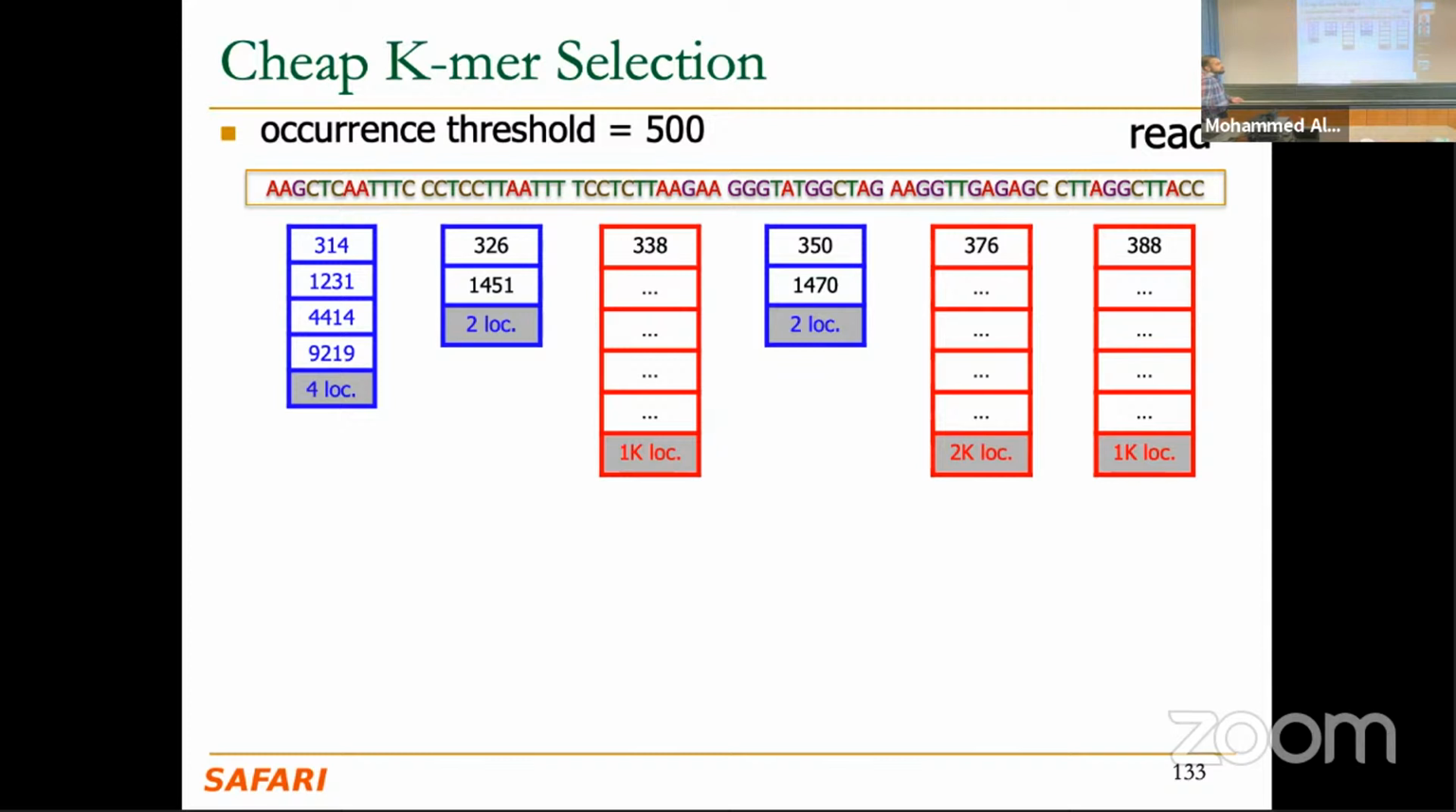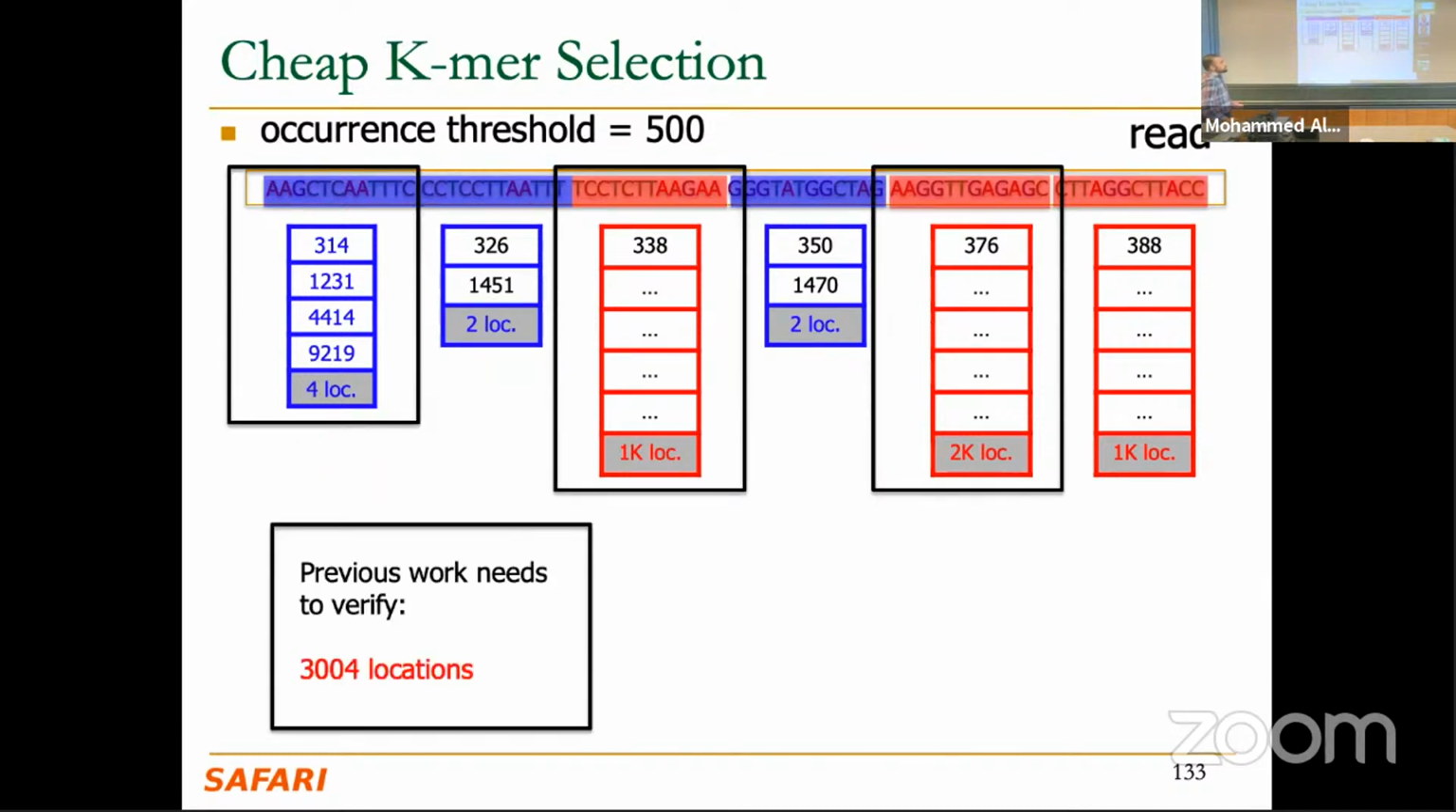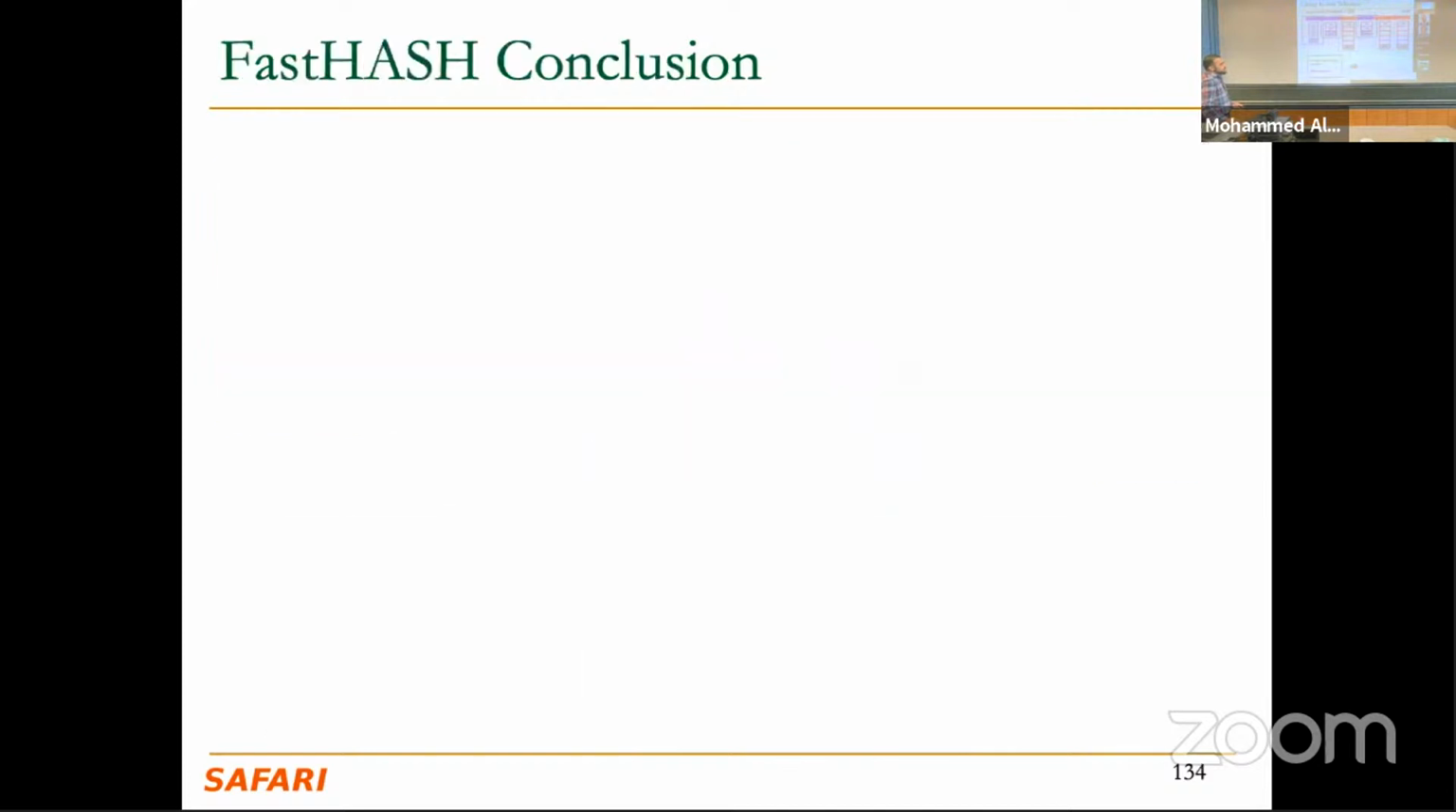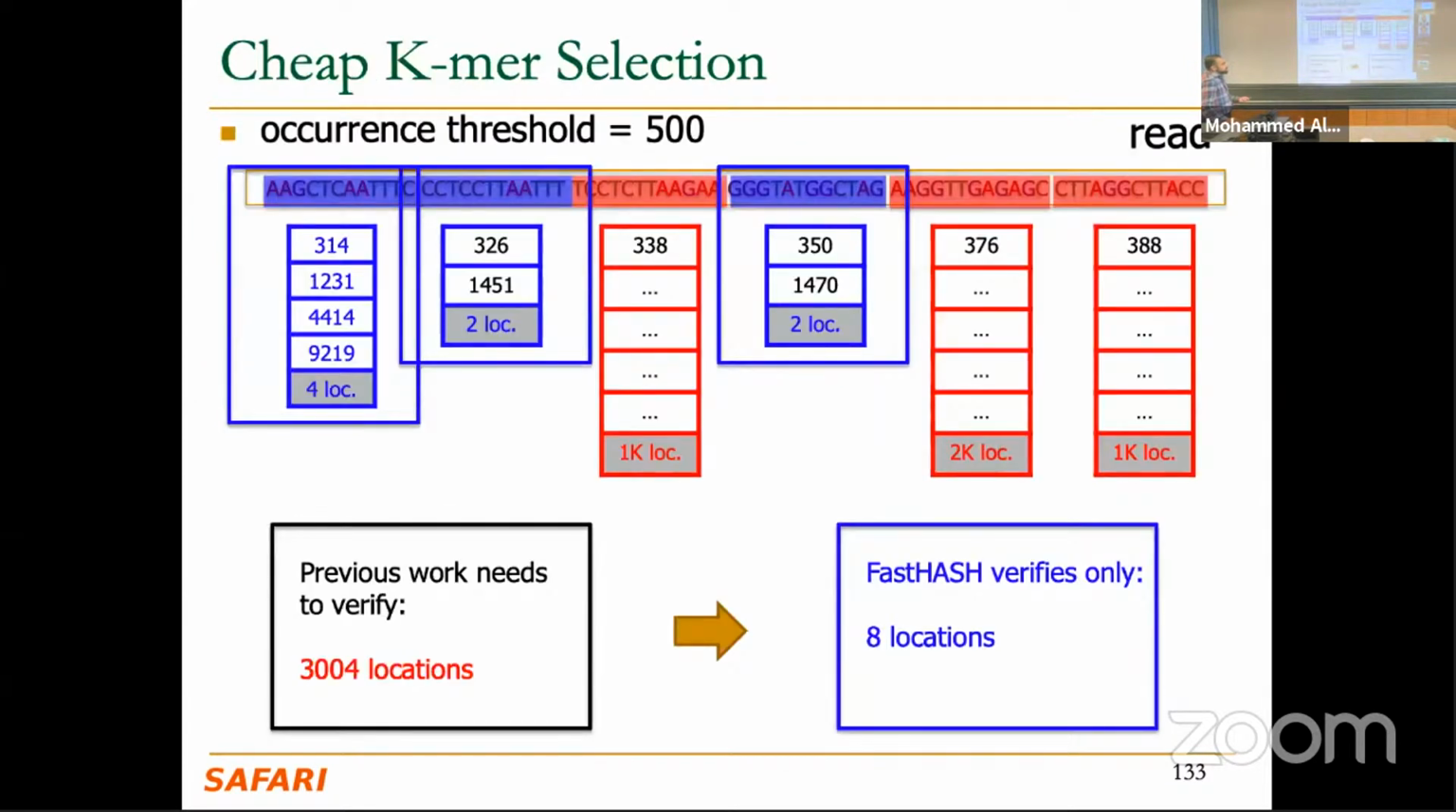Why is that? Because these are probably not interesting for me, because they lead to too many similar locations in the reference genome, and I need to examine all of them. There is nothing distinguishable that I can rely on so that I can say this read is only coming from this region, not from all these regions. So I can consider this as noise. Here you can compare before and after. This is the set of locations that I needed to examine before, and this is after defining cheap k-mers. I only have 8 locations to be examined, and that is a huge reduction in the workload for testing these seeds.